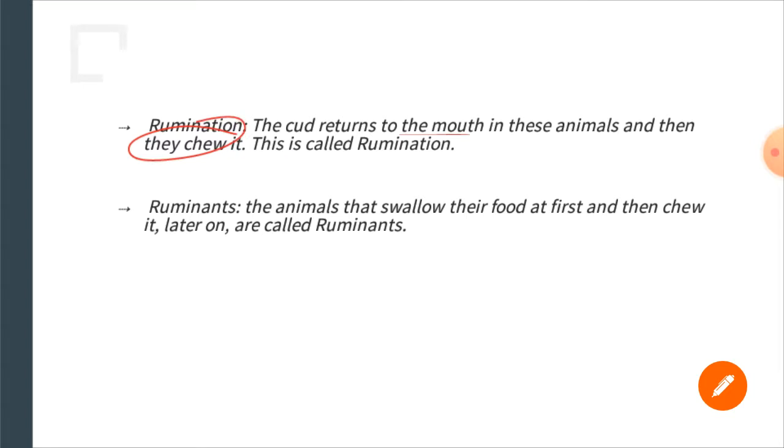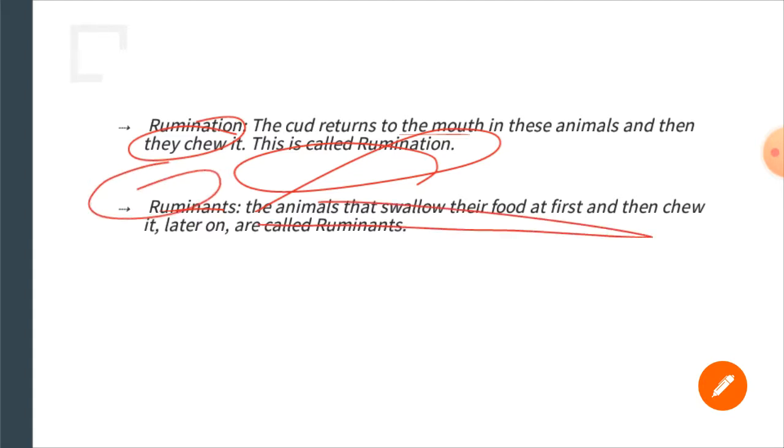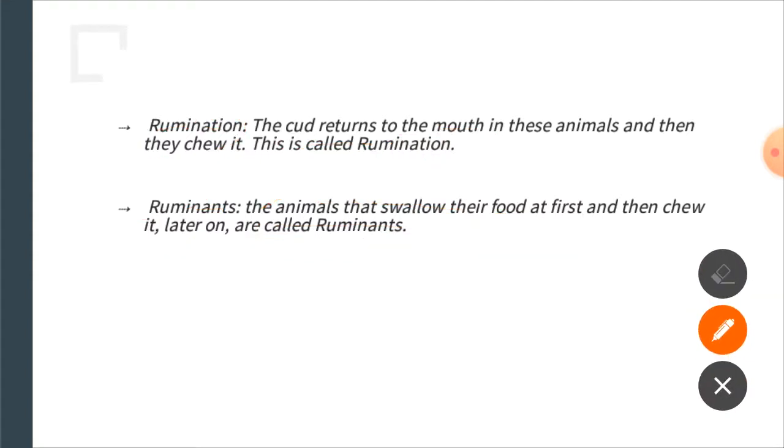It's very easy. Just remember it, that when the cud returns to the mouth in these animals, they again chew it, and this process is known as rumination. And the animals, the grass eaters, which perform the rumination, are known as ruminants. The animals that swallow their food at first and then chew it later on are called ruminants. So the one who performs this function, this rumination, is known as ruminants. It's very very easy, trust me.